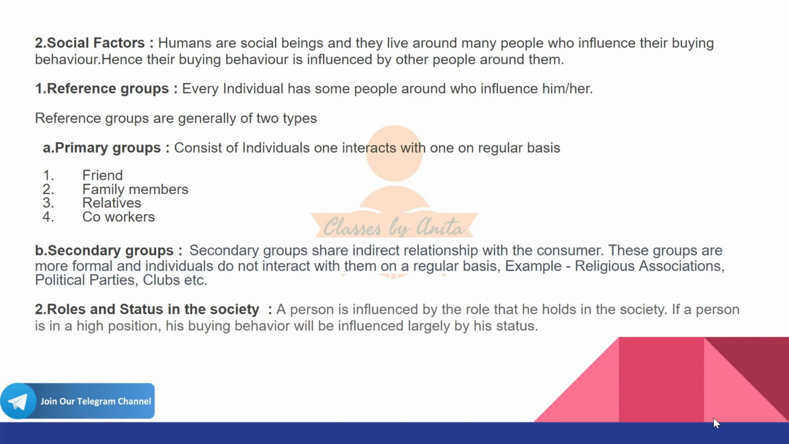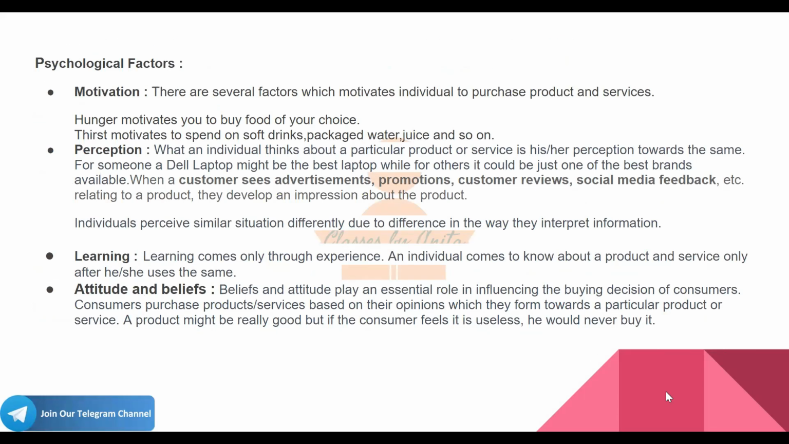So this is about the roles and the status in the society. Motivation: there are several factors which motivate individuals to purchase products and services. For example, hunger motivates you to buy foods of your choice, and thirst motivates you to spend on soft drinks, packaged water, juices, and so on. So motivation is basically the key factor when you purchase things. It can be your hunger, it can be your thirst, or any other urge or need.